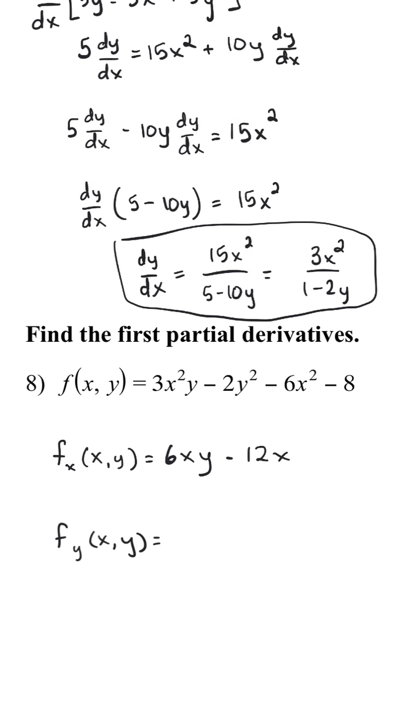The first partial derivative with respect to y: now we differentiate this term with respect to y as if 3x squared were a coefficient. So 3x squared times y, if we differentiate with respect to y, we're just left with the coefficient 3x squared. For this term, the derivative is 4y. For this term it is 0, and this term is 0.